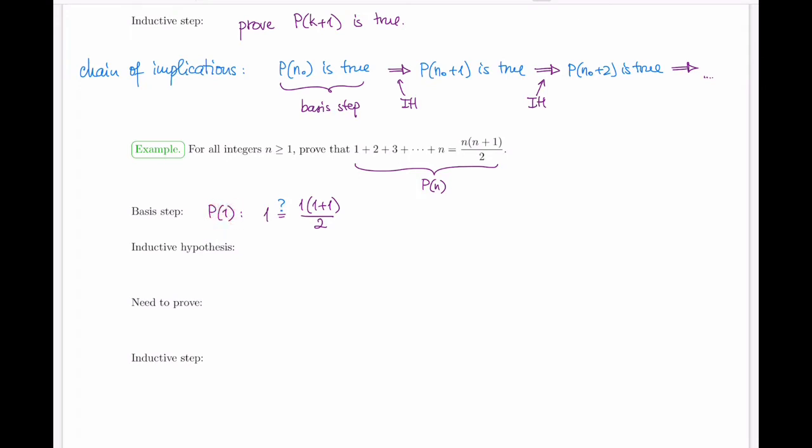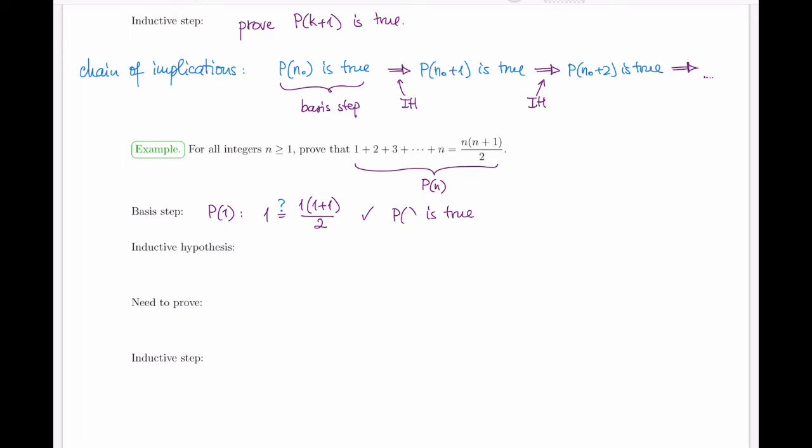So is this true? 1 times 2, so this is going to be 2 divided by 2. The 2s will cancel out, and I'm going to have 1 is equal to 1. So yes, this in fact holds, which means that P of 1 is true. I have checked my basis step.